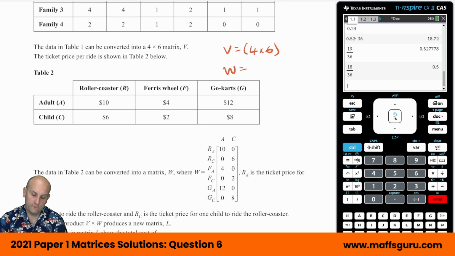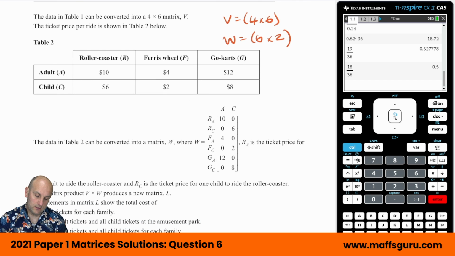It's a 6x2. RC is the price for 1 adult to ride the roller coaster, and the next is the price for 1 child to ride the roller coaster. The matrix product V times W: so if I now look at V times W, I'm going to end up with a 4x6 multiplied by 6x2.